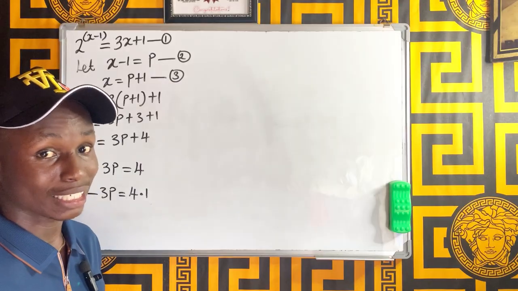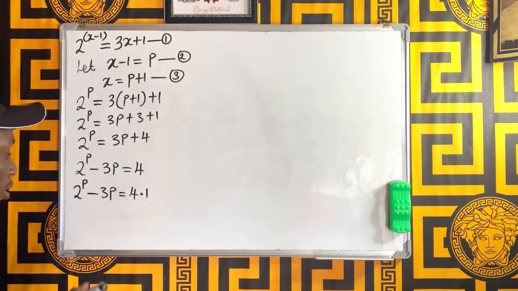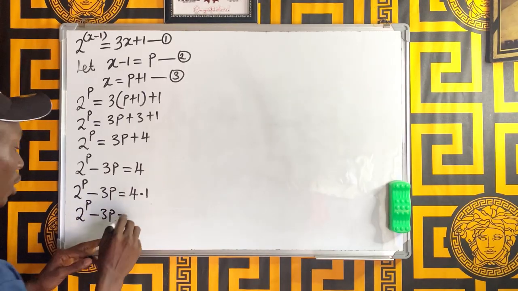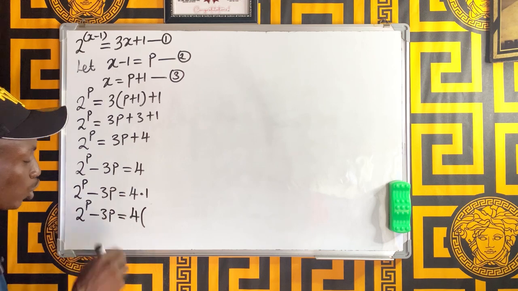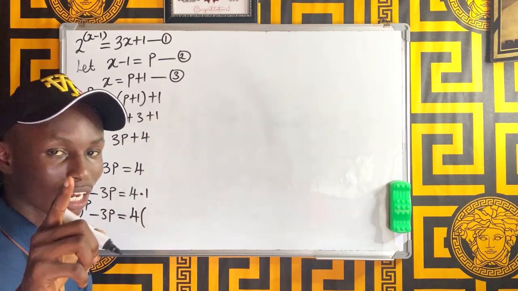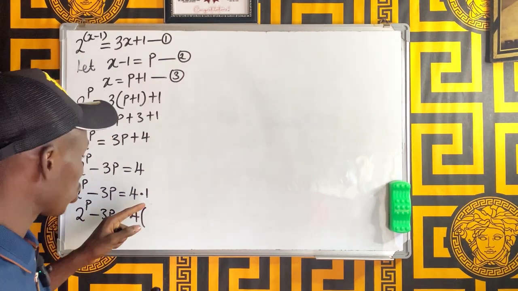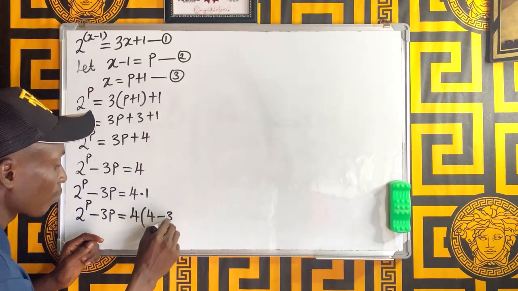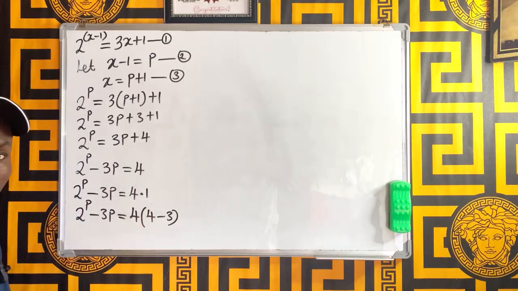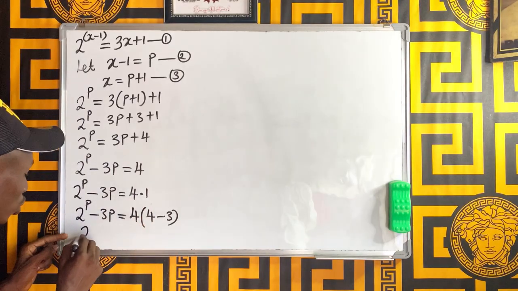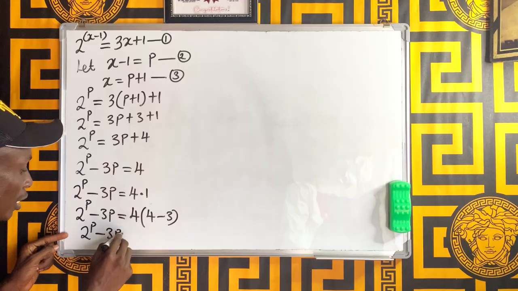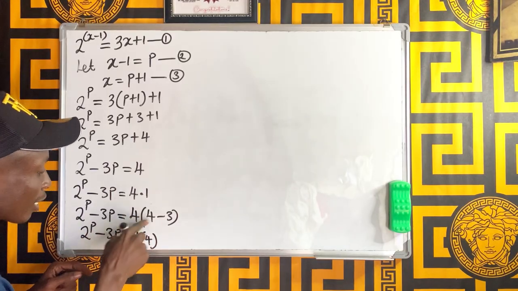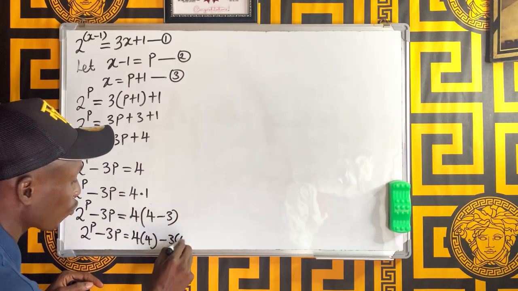For those of you that will be asking in the comment section why we are using 4 times 1, that means 2 raised to p minus 3p is equal to 4 times, in place of this 1 you are seeing. Now look at where the 3 is coming from. In place of this 1, we are not wrong if we decide to write it as 4 minus 3, because 4 minus 3 is 1. So 2 raised to p minus 3p is equal to 4 times 4, and 4 times minus 3 simply means minus 3 into 4.